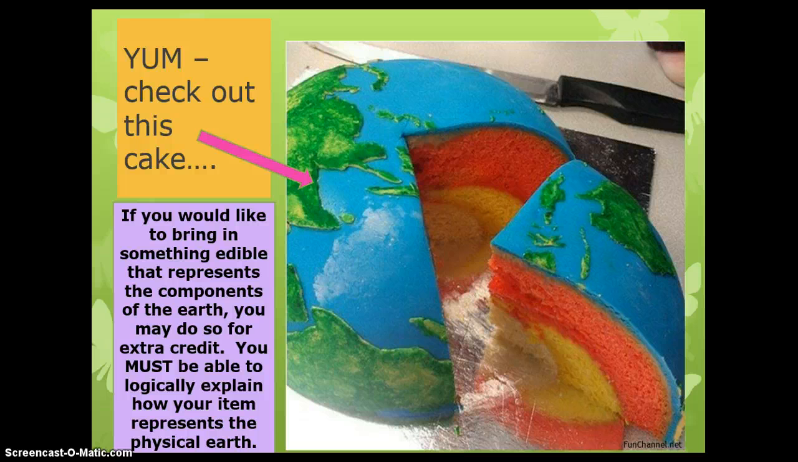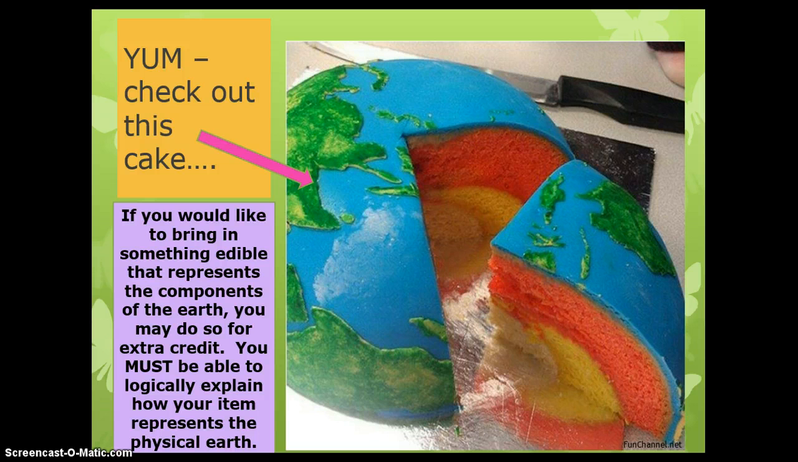I think that cake looks super yummy, and so I am going to offer some extra credit. If you choose not to do it, it does not hurt your grade. It's only for extra credit. If you would like to bring in something edible, now I don't expect you to bring in a cake this fancy, but if you had something that was this cool, by all means bring it in. The important thing is that it doesn't have to be this complex, but if you bring something in that is edible, that represents the components of the earth, so it would be the crust and the mantle and the inner core and the outer core, you may do so for extra credit next week on block day.